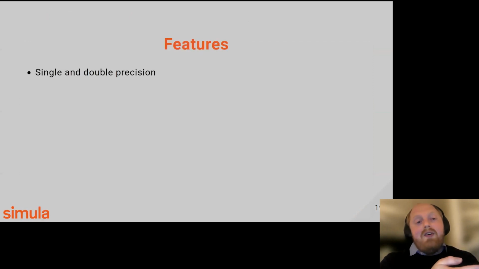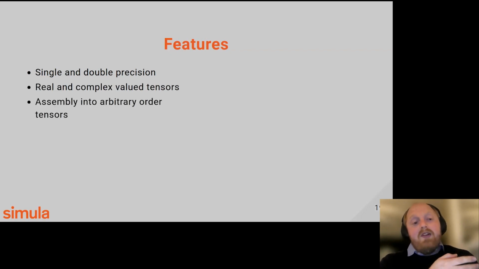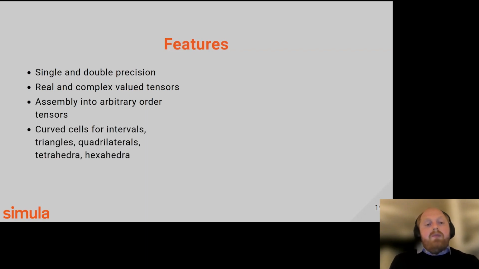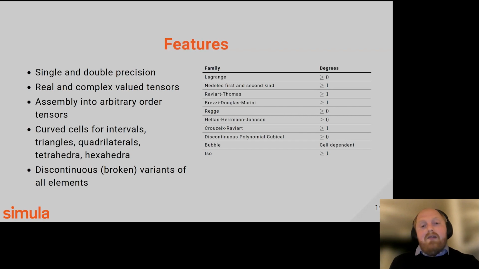So some features of the language: we can do single and double precision. There are experimental features for doing half precision as well. We can do real and complex valued tensors. We can assemble into arbitrary order tensors, so you don't just need to do a scalar value, a vector, or a matrix. You could do a four-dimensional tensor. It just becomes incredibly computationally expensive to store. You can do curved cells, and you can do discontinuous elements for any element we support, and the elements we support are listed here in this list. So we support quite a wide range of elements.